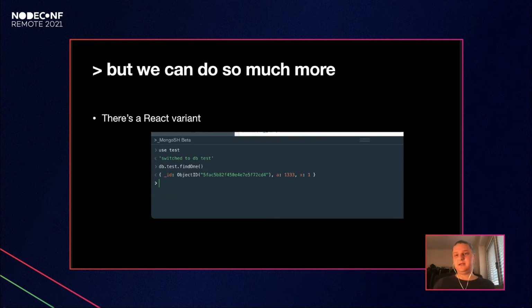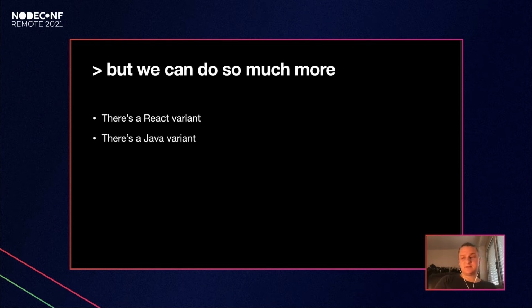We built the shell in a way that it is possible to have multiple different front ends for the shell. There's a CLI, of course, which is replacing the legacy shell, but also, for example, there's a React variant. This is embedded in our Electron application that we also have, the GUI for MongoDB Compass. And it works the exact same way. It's just a bit nicer, a bit more integrated with the GUI. And that's pretty cool. And there's also a Java variant.